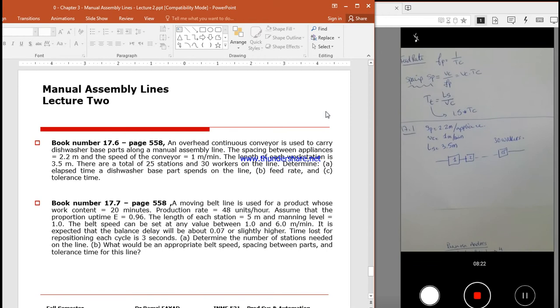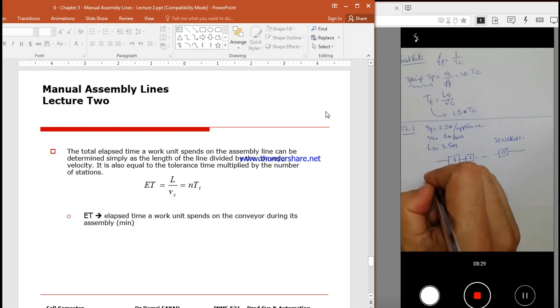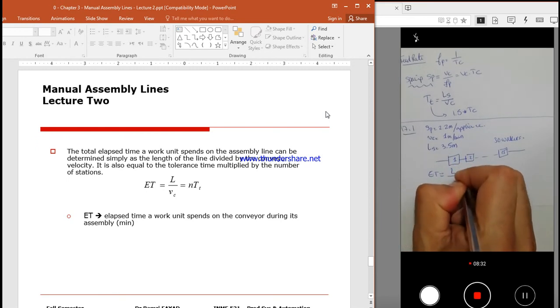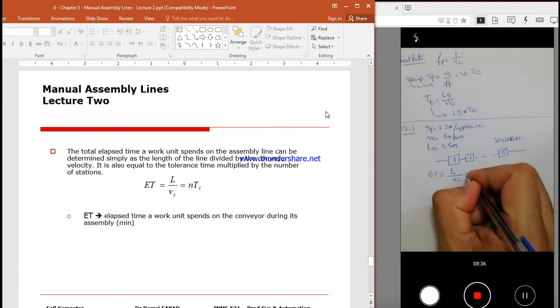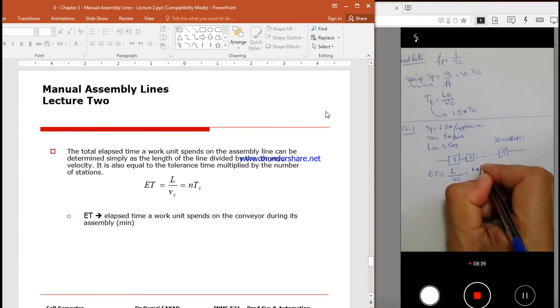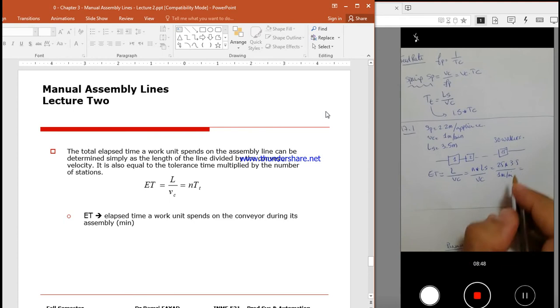Determines the elapsed time a dishwasher base part spends on the line. If we go back to our equation, the elapsed time equals the total distance divided by the speed of the conveyor. Since we have 25 stations, which is N times LS, 25 times 3.5, divided by VC, 1 meter per minute, this is 87.5 minutes.